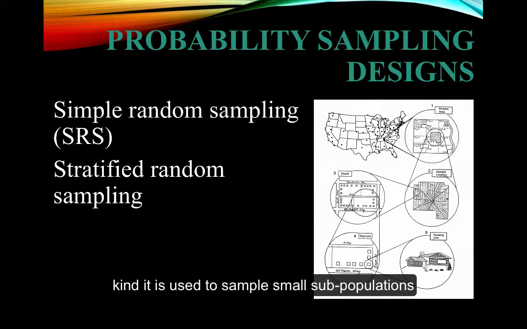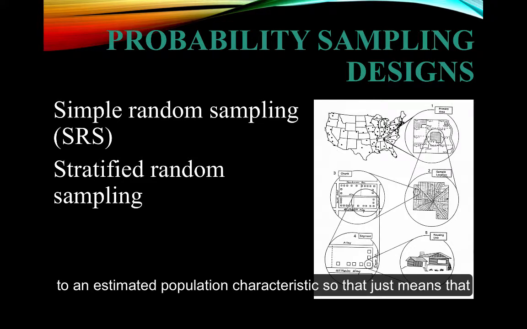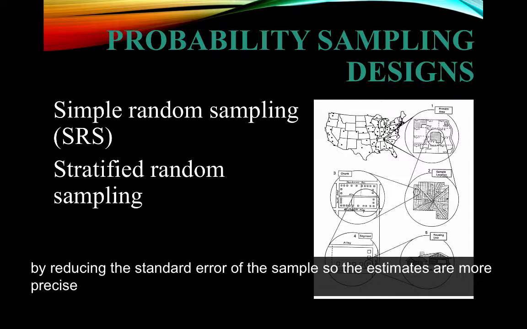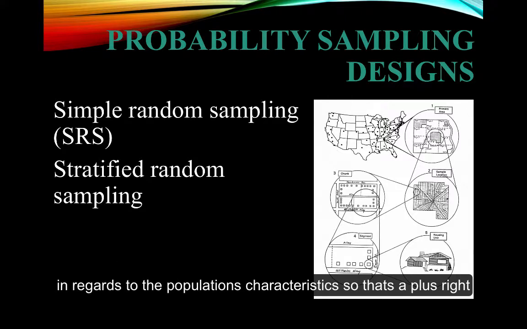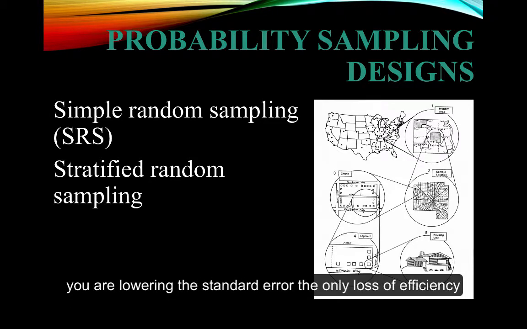It's used to sample small subpopulations and also to reduce sampling error. It's optimally efficient when stratifying variables are related to an estimated population characteristic. So that just means that stratified sampling increases your efficiency by reducing the standard error of the sample, so that the estimates are more precise in regards to the population's characteristics. So that's a plus, right? And they're controlling for variability, which, remember, the more variability, the higher the standard error. So by controlling variability, you're lowering the standard error.